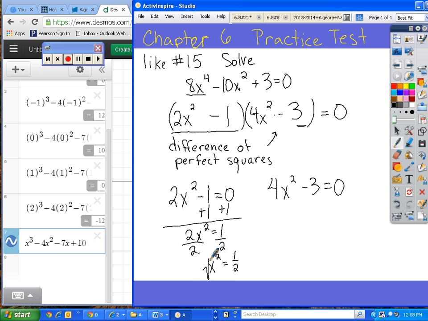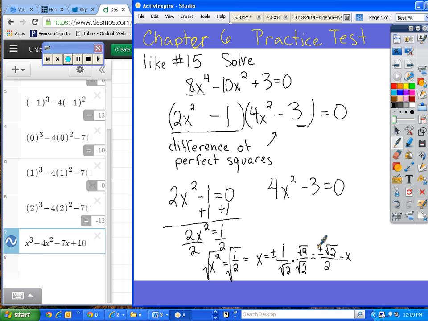So I have to take the square root of both sides. Here I'm going to get x is equal to plus or minus. Now, I can write this as 1 over the square root of 2, because the square root of 1 is 1. But I remember from a previous chapter that I'm not allowed to have square roots in the denominator, so I must rationalize my denominator. And so what I get is plus or minus square root of 2 over 2 is equal to x.